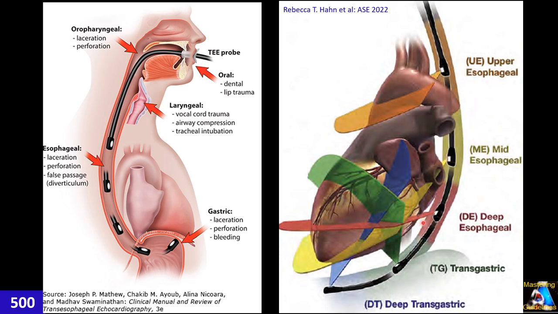But most of the time, TEE is done as a limited and oriented study. Based on the indication, we go for a limited study. For example, for Watchman, we have a different protocol, and for ablation, for valvular disease, endocarditis, all of those, they have different types of study that later each of them will be explained separately.